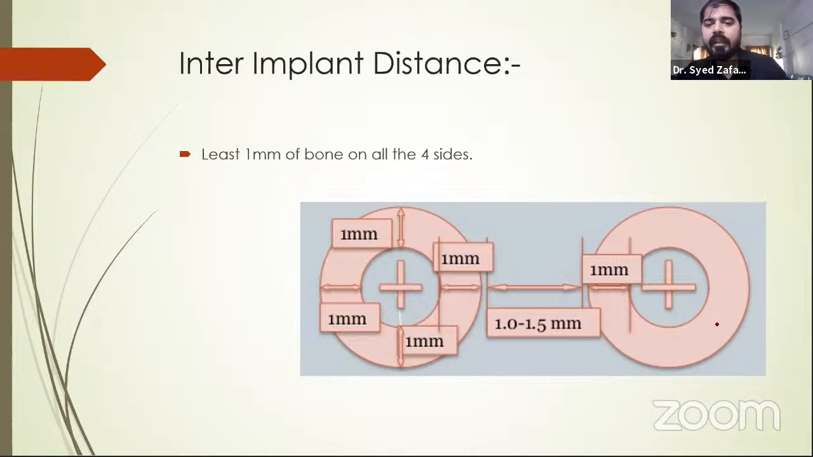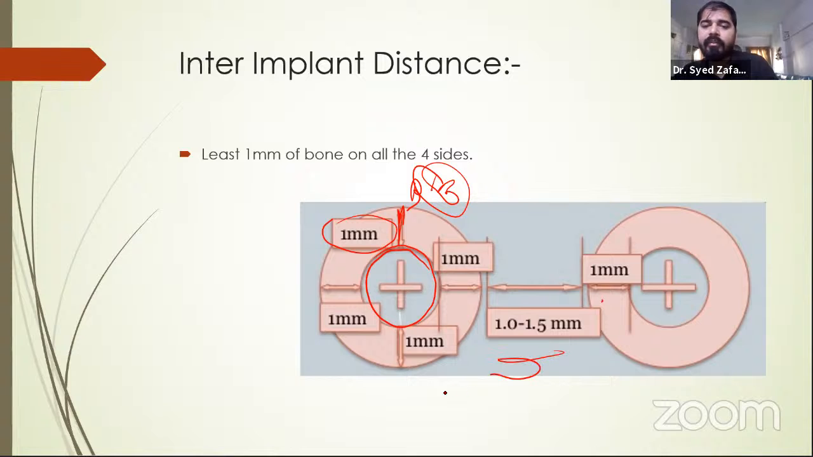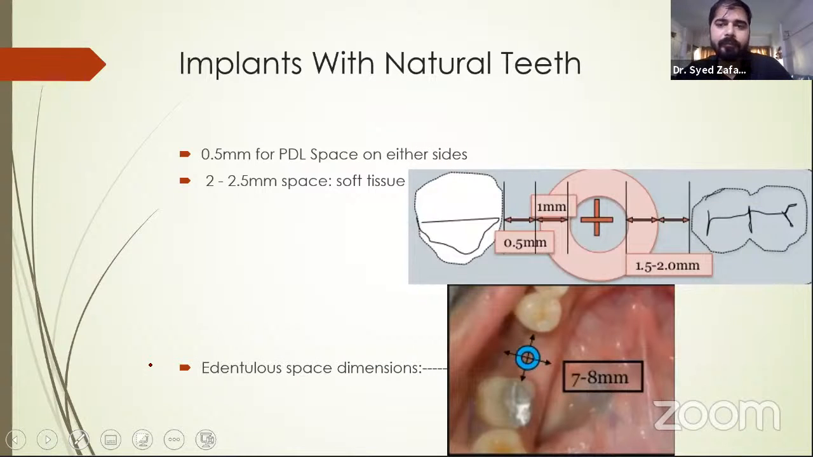This is the same guideline I already told you. You are placing an implant. Some say 1.1 mm should be from buccal to implant, but I usually recommend 1.5 mm. And from tooth to implant, 1 to 1.5 mm. We already discussed.